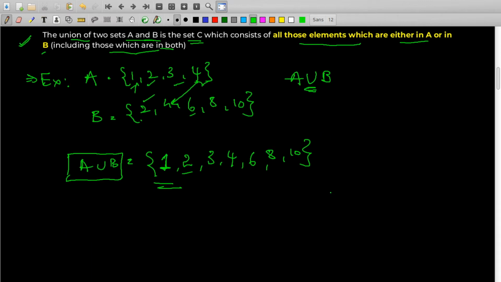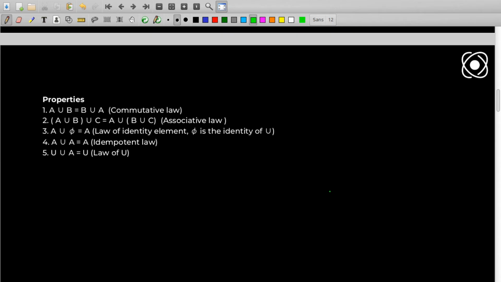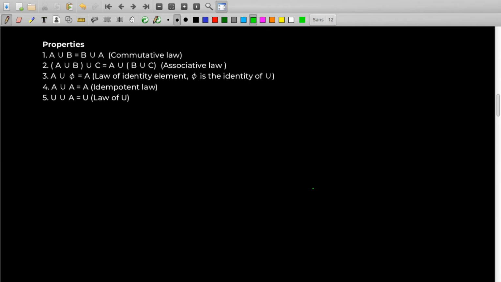Okay, that was union. Let's see some properties of the union which are really important. The first property is the commutative law. Let's try to understand these laws using Venn diagrams so that you get clear with Venn diagrams as well. If we take the first diagram, A union B is equal to B union A, which is the commutative law. First, let me show what a union is in a Venn diagram.